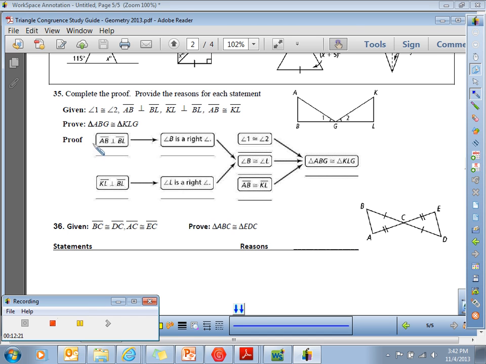Okay, so the given information, angle 1 is congruent to angle 2. We have that marked already. AB is perpendicular to BL. So what would be the reason for that? That's given. Okay, and then we know that KL is perpendicular to BL. So down here, what's the reason for that? Given. So that means the angle B is a right angle. And how do we know that?